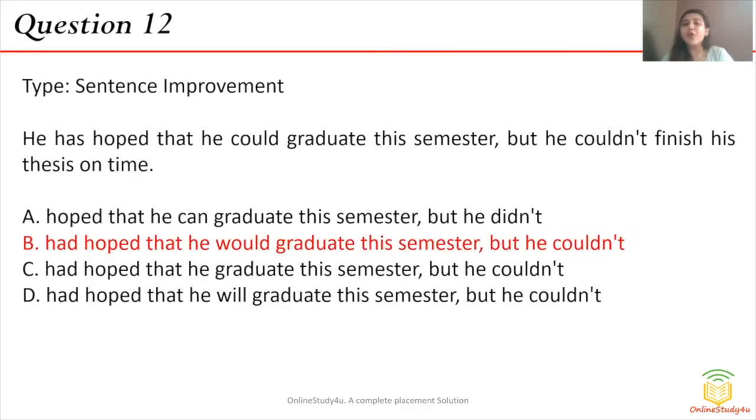I'm sure most of you have gotten this correctly, that he had hoped that he would graduate this semester, but he couldn't finish his thesis on time. Option B is the only option that fits our context correctly. Had hoped that he would graduate this semester, but he couldn't.